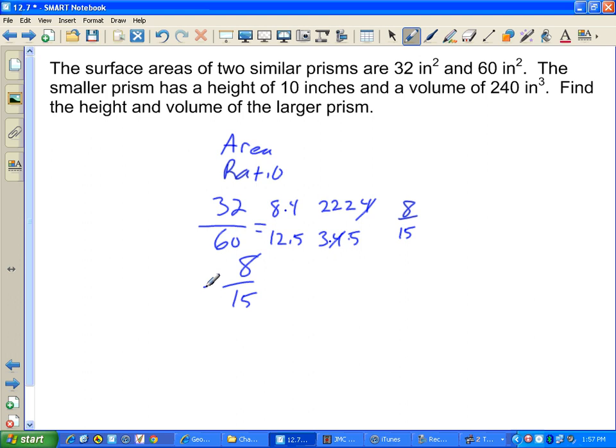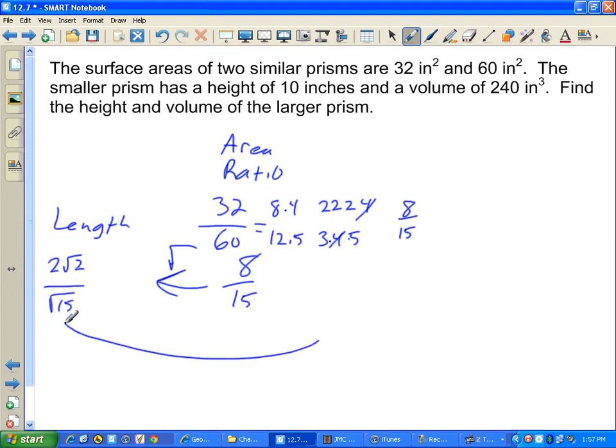So if I want my length ratio, to go back to length, I'm going to have to square root. So I'm going to square root this. Square root of 8 is 2 square root of 2. Square root of 15 is just square root of 15. To get over to volume, I need to cube my length ratio.